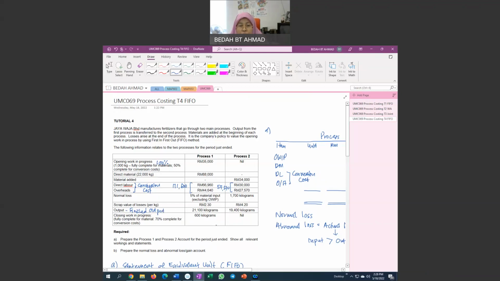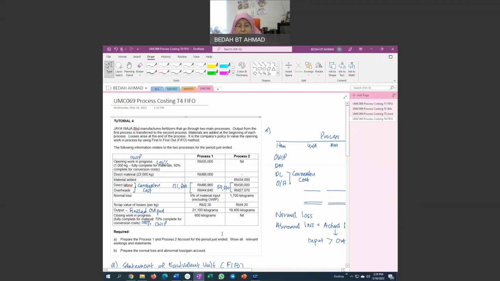Closing work in progress is fully completed, 100% for the direct material, and 70% complete for the conversion cost. That is 600 kilograms for the closing work in progress, and there is none for process 2. You can see from the question that in process 1 there is opening work in progress and closing work in progress. That gives us a hint that we have to prepare the statement of equivalent units for the opening and closing work in progress. In process 2, there is no OWIP or CWIP, so all the products are considered completed products or finished goods.